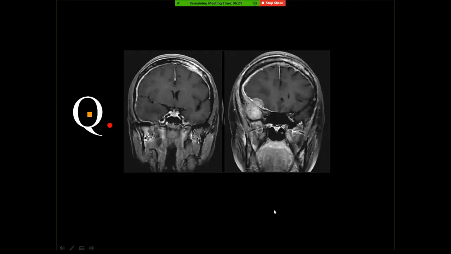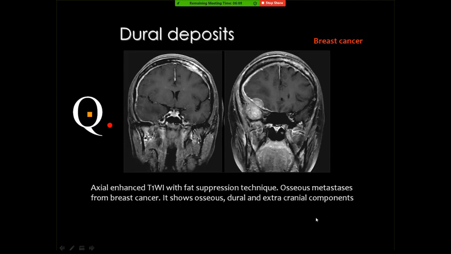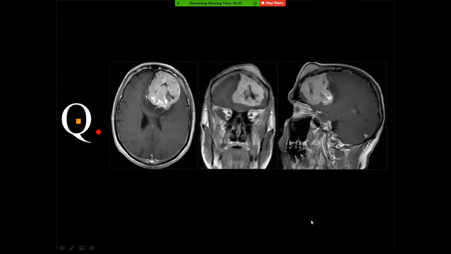But if you look here at the coronal images, and you see what looks like a mass in the meninges, and the history of this patient is that she had breast cancer, then you know that this is metastasis. Yes, meningeal metastasis. Metastasis.